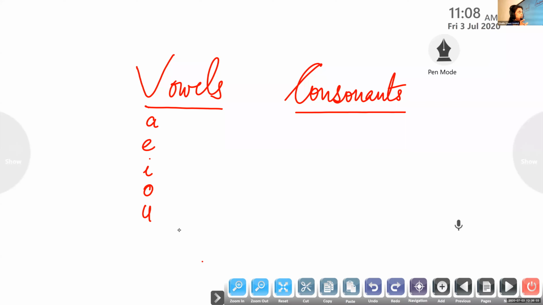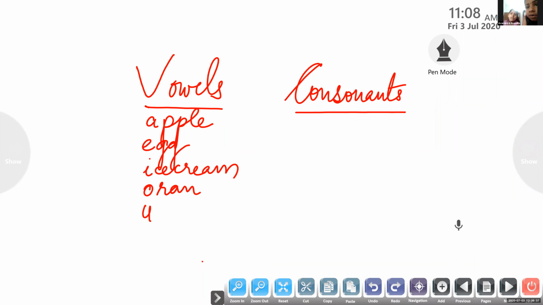Give me a word starting with A. Apple. Okay. Apple, A-P-P-L-E. Egg. Okay. Egg, E-G-G. Quickly, Avantika and Anamika. Ice. One word. Ice cream. Very good. Orange. Yes, orange. Umbrella. Yes, very good. So what do we have to use before these words?